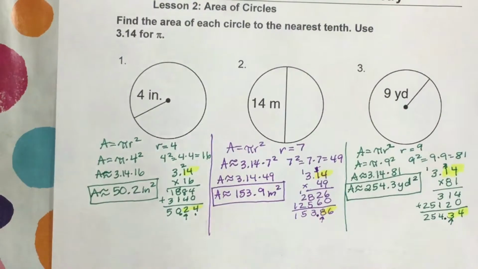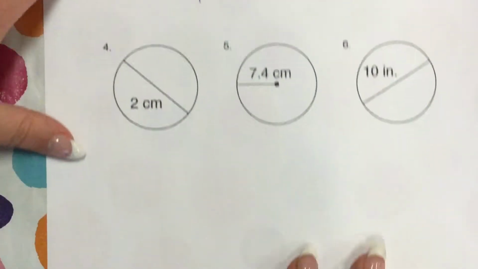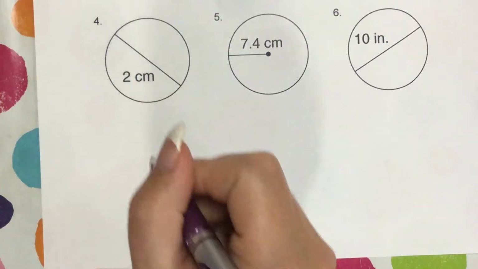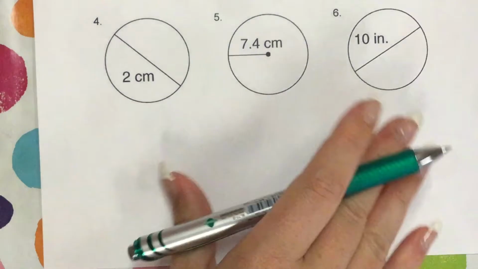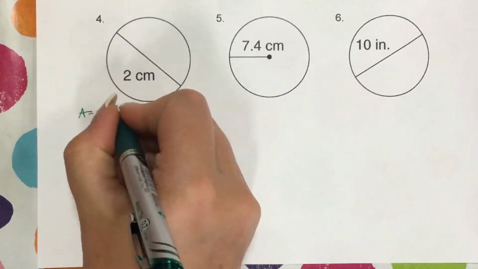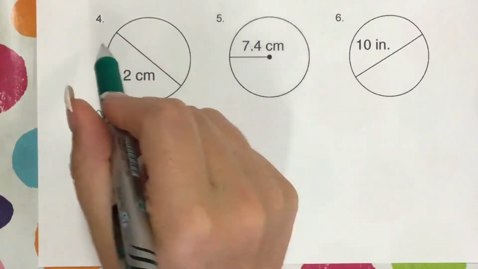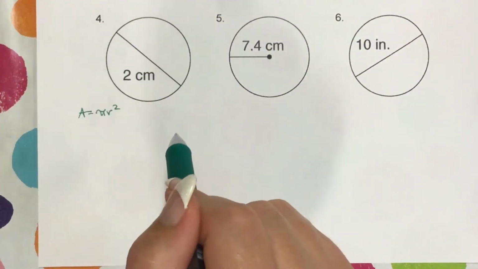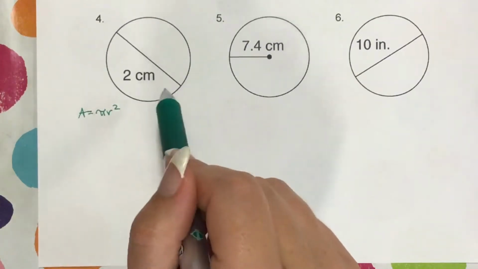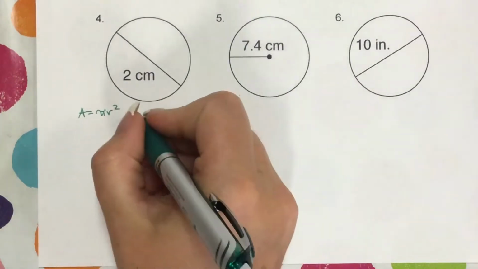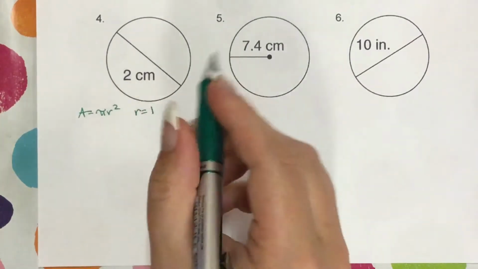Okay, on to problem 4. So problem 4, we're finding the area of the circle again. So we need to write that formula first. Area equals pi r squared. Right now this is giving us a diameter, which is 2, and the radius is half of the diameter. So we need to figure out what half of 2 would be, which would be 1. So our radius is equal to 1.